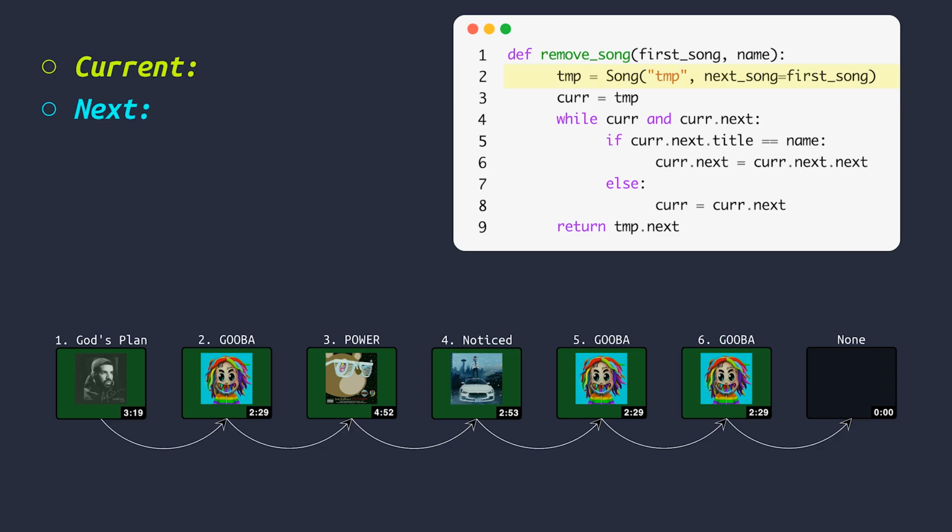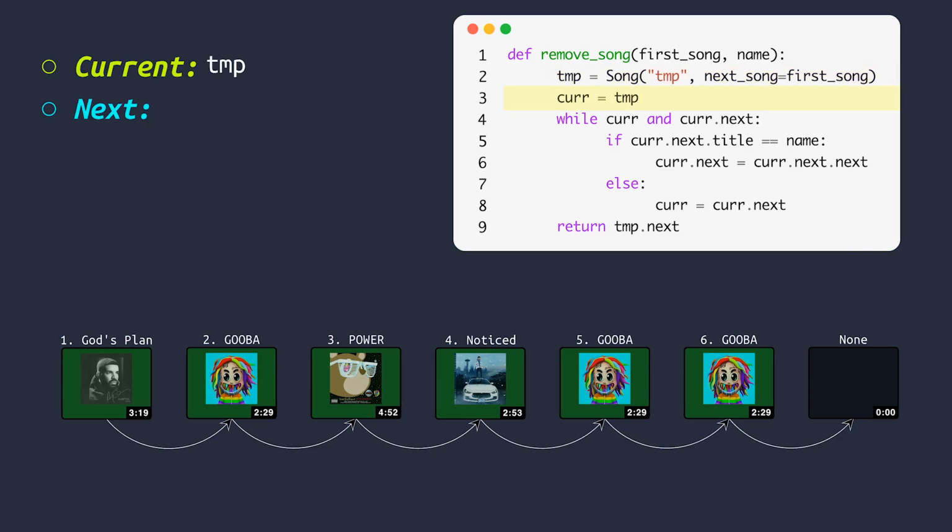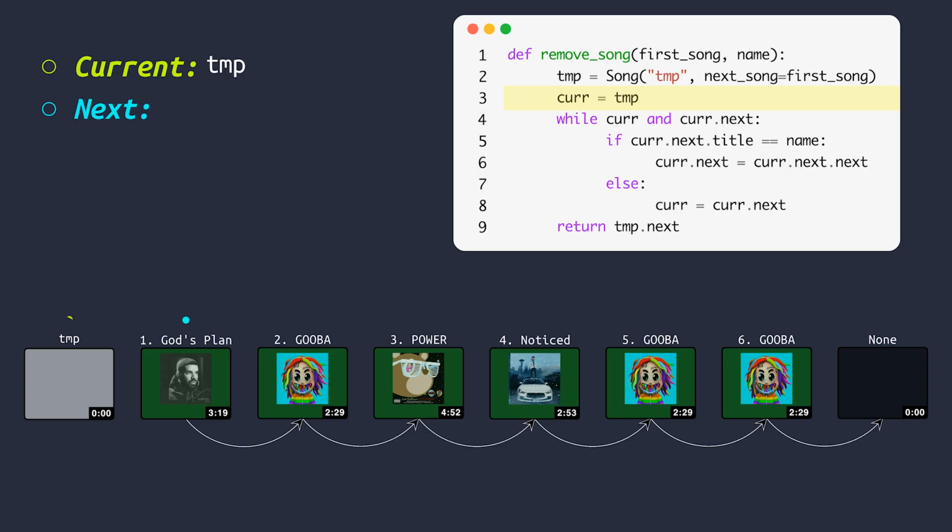So the first thing we're going to do is create a proxy node, or temporary node, with its next attribute pointing to God's Plan, also the first song in our playlist. And since it's pointing to our first song, you can think of it as a new head of our playlist. Notice how we also save it into a current variable. Let's start advancing to the right.